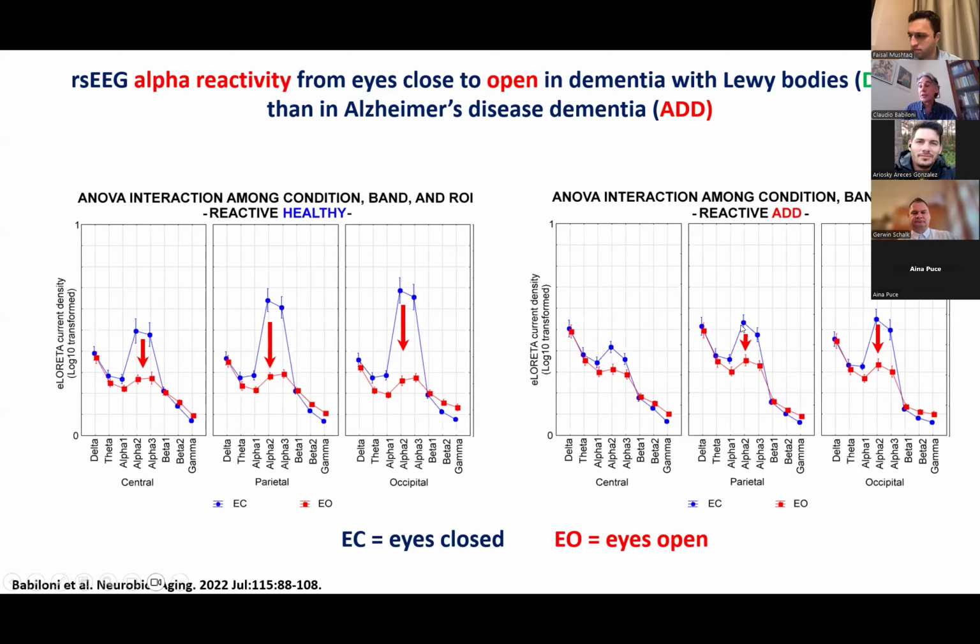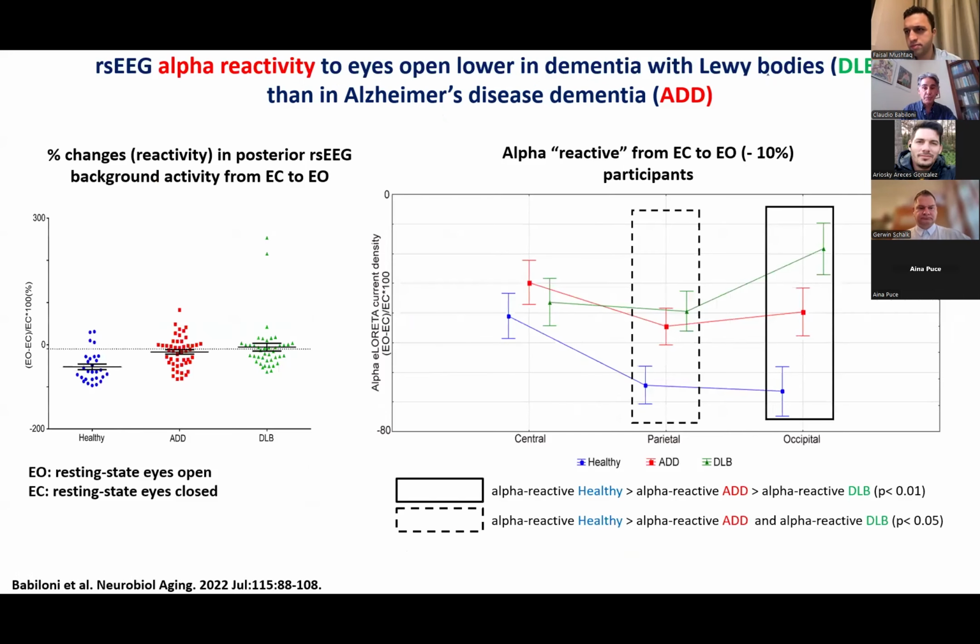And you see lower alpha power peak in the posterior areas, in the eyes closed condition in blue, and a drop, but not so big as normal subjects during eyes open condition in red. And so you can compute the percentage of this kind of drop of alpha power density during eyes open condition in contrast to eyes closed condition.